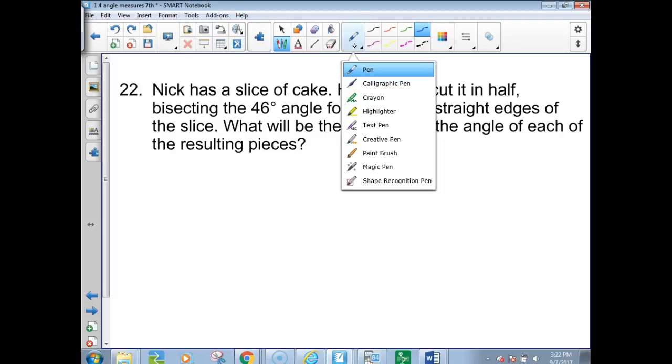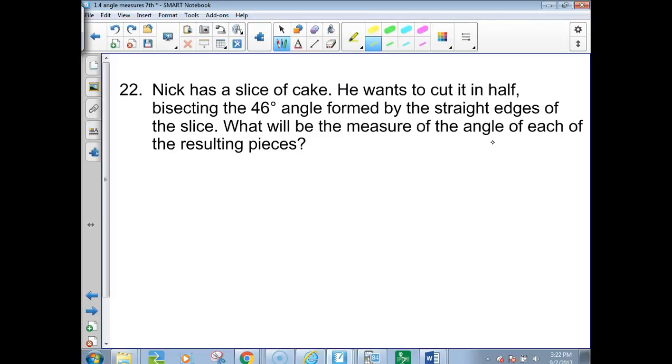Okay. So I need to discuss, if we're asking 22, what the words mean. All right, it says he wants to cut it in half. He has a slice of cake and he wants to cut it in half, bisecting the 46-degree angle. What does bisect mean? That's what you need to know. Yes, it does. Cut in half. So how big is the angle that you're going to get if you cut that in half? Yep, that's the answer.